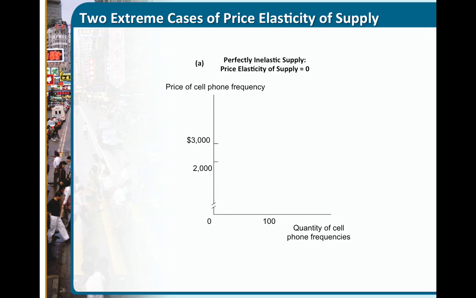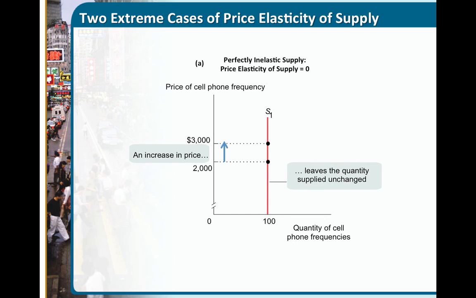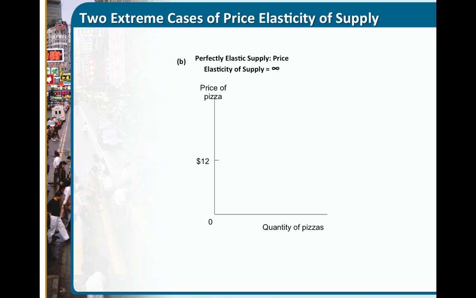So here's two extreme cases. Your price of cell phone frequency. There's only a limited amount of cell phone frequencies. So whether the government charges Verizon or whoever $2,000 for a cell phone frequency, or $3,000, excuse me, an increase in price really won't change the quantity supplied at all. So that's a perfectly inelastic supply. You remember that kind of correlates to the perfectly inelastic demand.